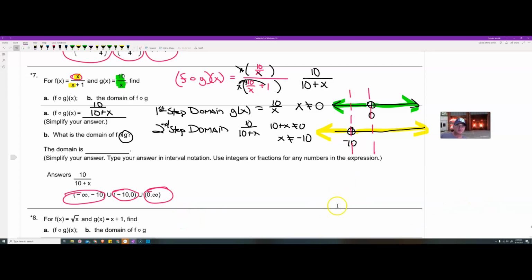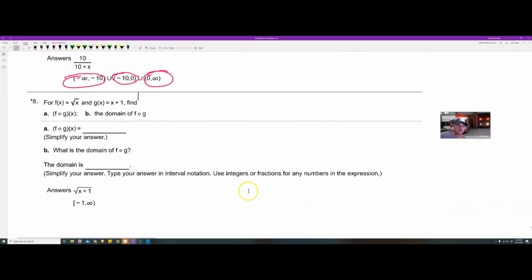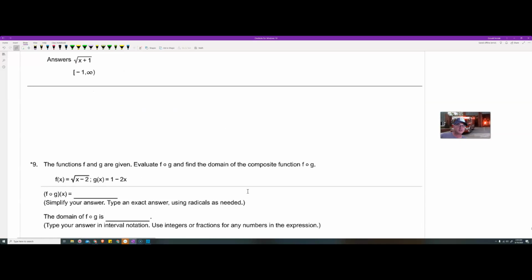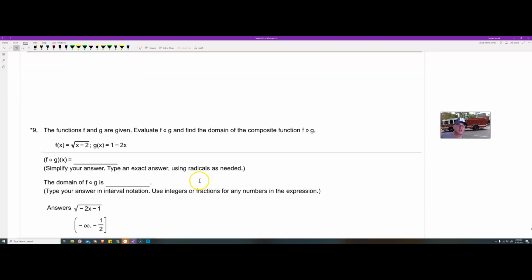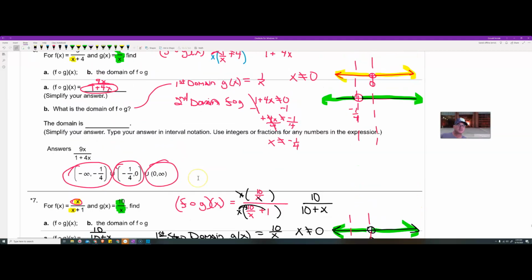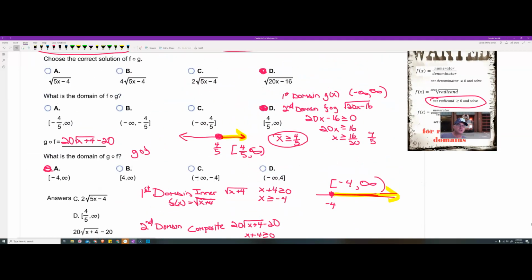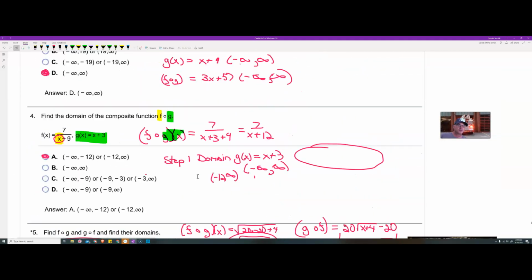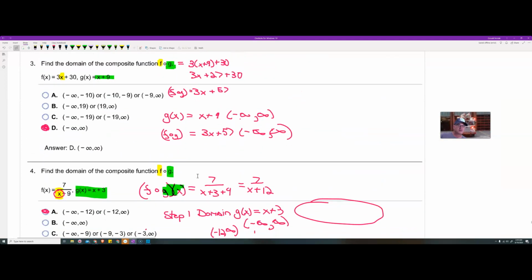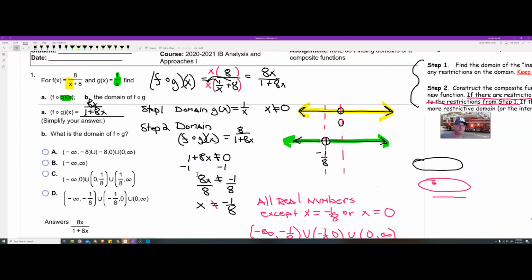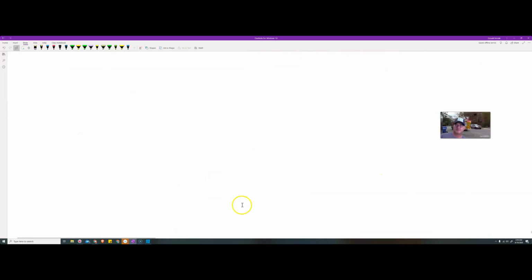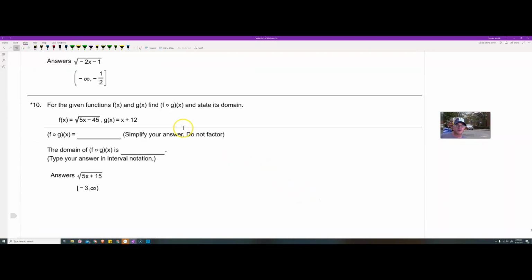All right, the last remaining problems, guys, are all similar. Number 8, number 9, and number 10 are all very similar to number 5.